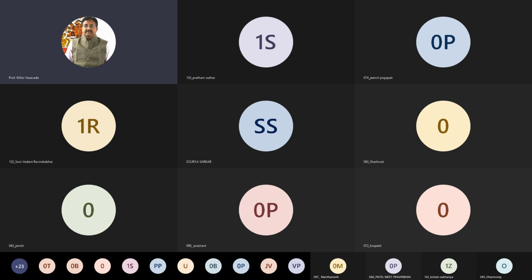Second difference, the magnitude of resistance and reluctance. The magnitude of resistance does not depend upon the magnitude of current flowing in the circuit. R does not depend upon the magnitude of current, while here reluctance S depends upon the flux density or the flux which is flowing in the circuit.